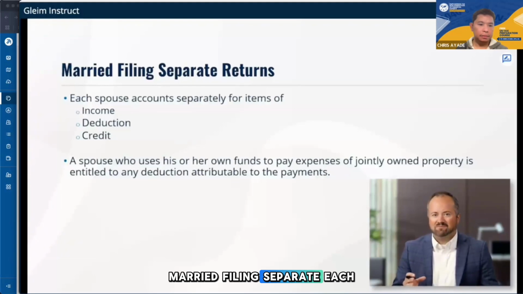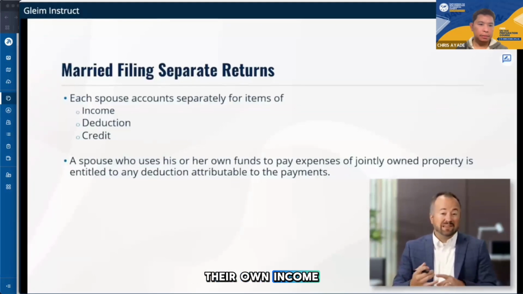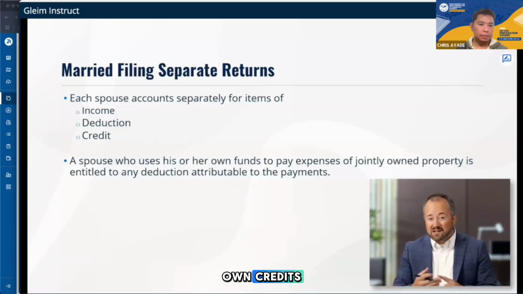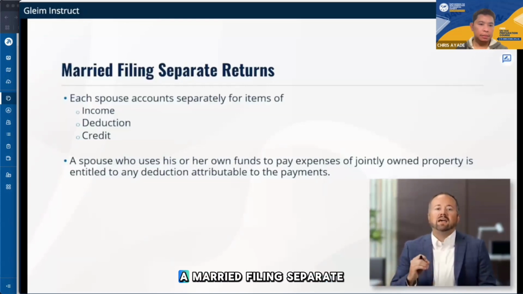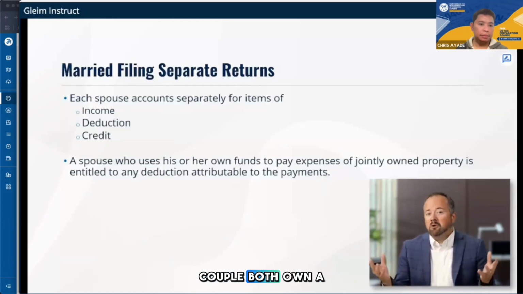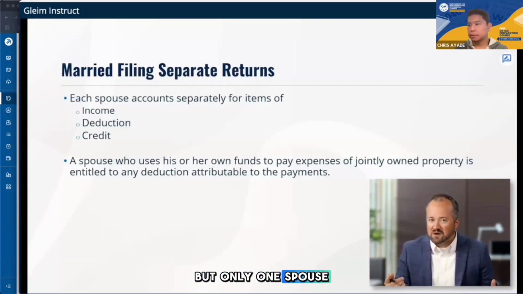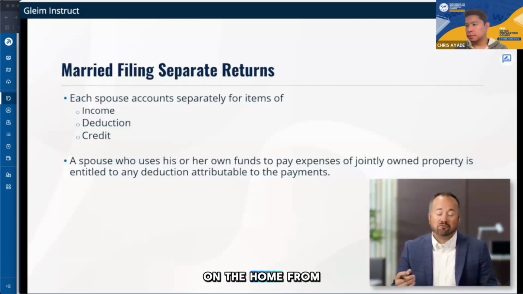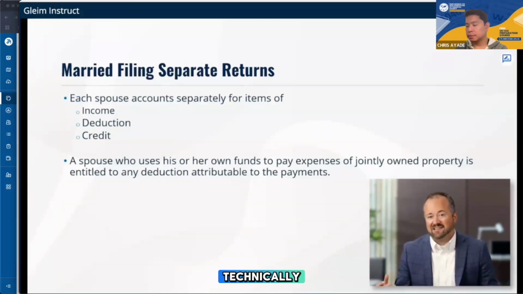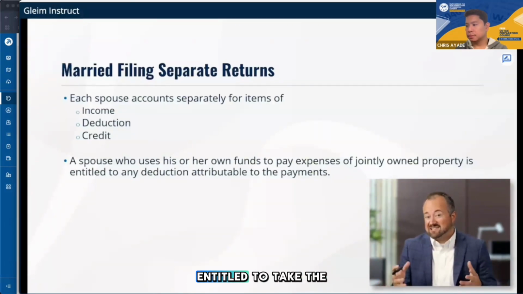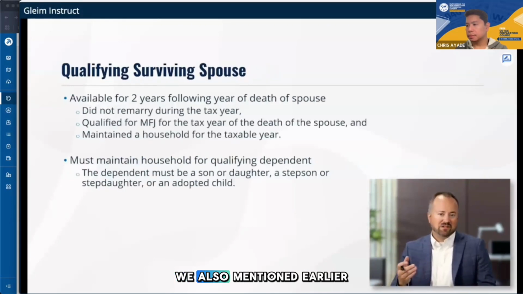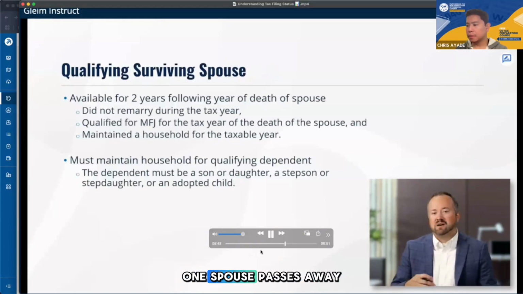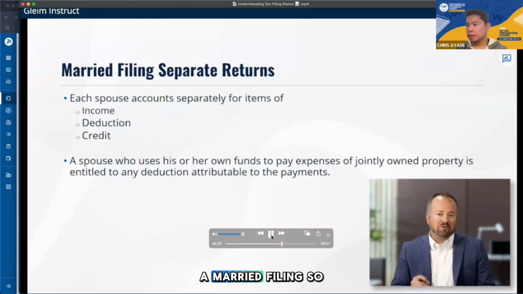Married filing separate, each spouse needs to track their own income, their own deductions, their own credits. And this gets kind of interesting when it comes to jointly owned property. So let's say that a married filing separate couple both own a home, but only one spouse pays the property tax on the home from their funds. Technically, either spouse would be entitled to take the tax paid deduction. We also mentioned earlier that in the event one spouse passes away, a married filing.